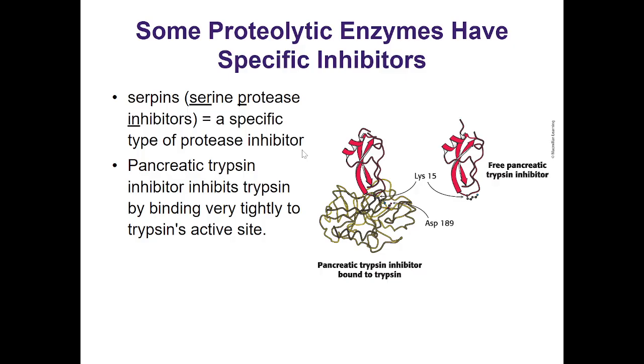We have the pancreatic trypsin inhibitor, which inhibits trypsin by binding very tightly to trypsin's active site. So this right here is the pancreatic trypsin inhibitor. See, it actually has the binding site sequence right there that's going to bind to that. It actually comes in here. This is then the pancreatic trypsin inhibitor that's actually bound to trypsin and is now blocking that active site. Okay? What type of inhibitor is that, by the way?